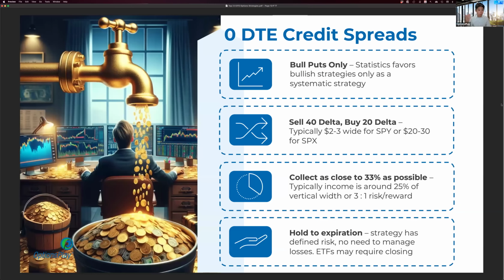But this is what the vast majority of your days will look like if you're selling 0 days to expiration options. You'll be selling these types of simple credit spreads.